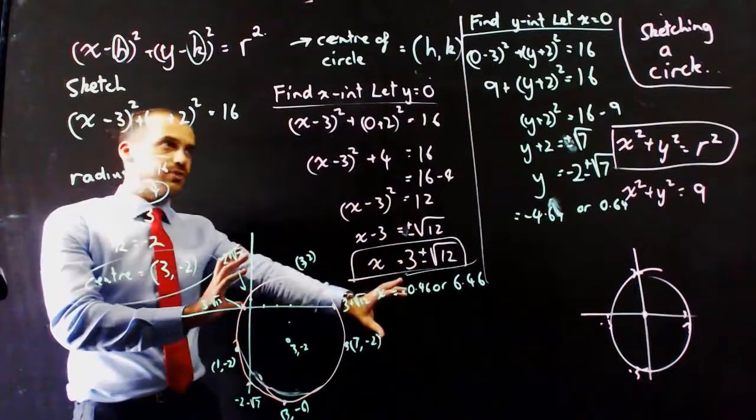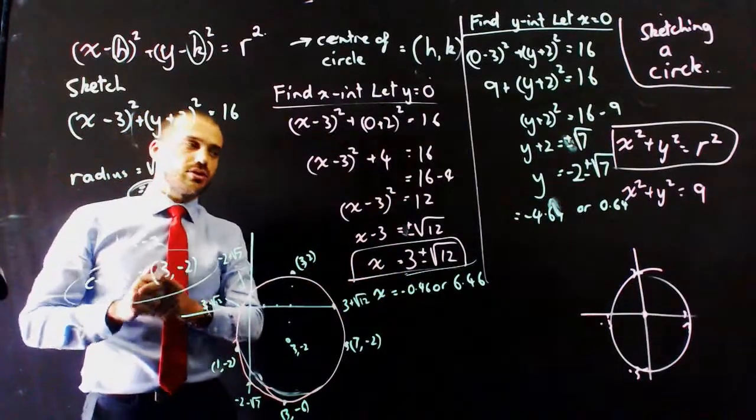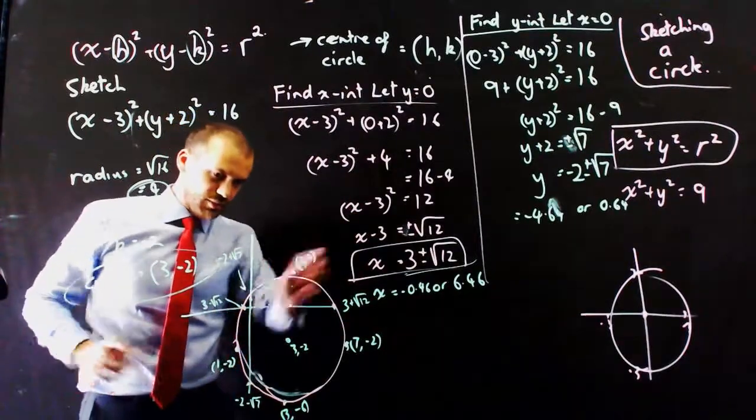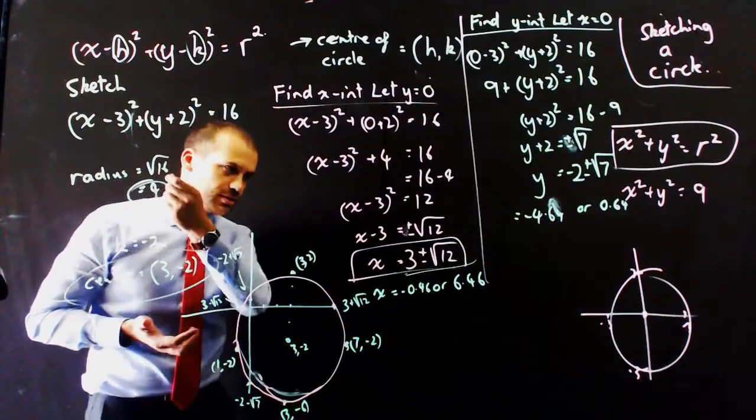That, from start to finish, is the equation of a circle, the center of the circle, and then how to sketch it by coming up with 1, 2, 3, 4, 5, 6, 7, 8, 9 points.